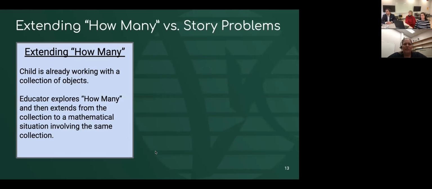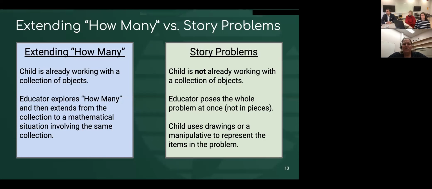Well, we start with a bit of middle ground that's called extending how many. So extending how many looks like this. The child is already working with a collection of objects. So they already have some objects in front of them. And then the educator explores how many with them. And then they extend from that collection, or a series or a group of collections sometimes, to a mathematical situation involving that same collection.